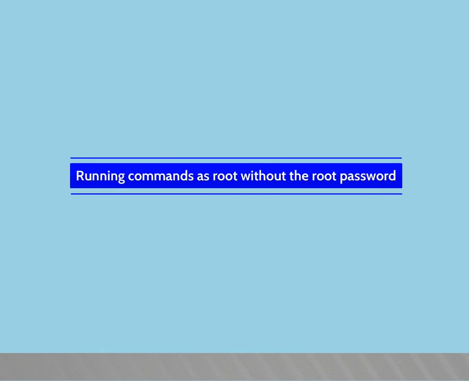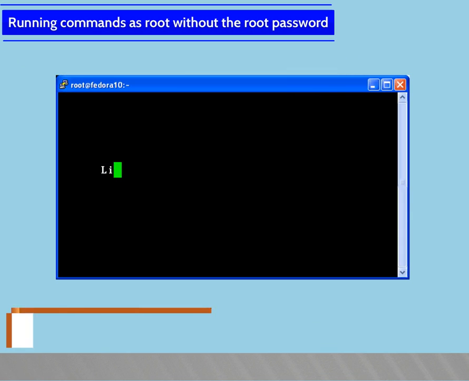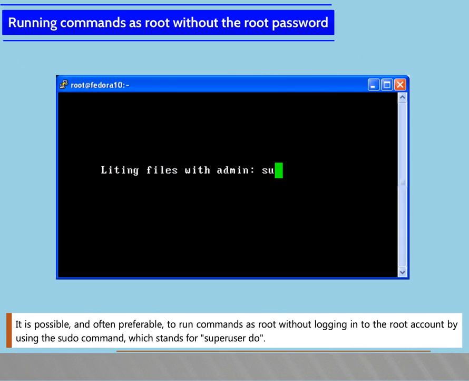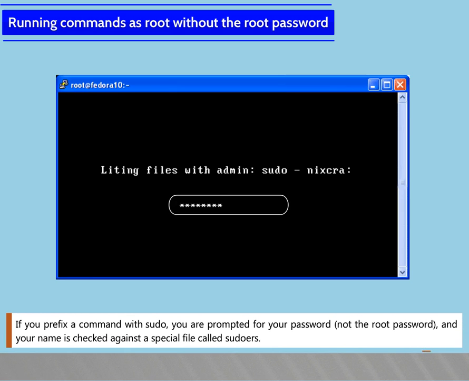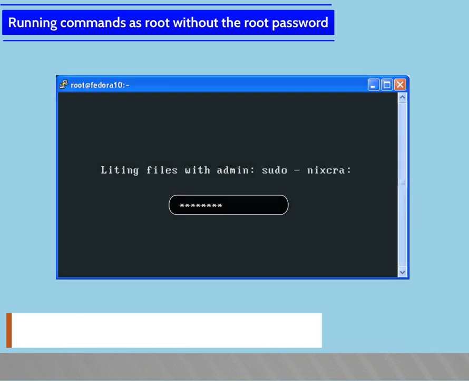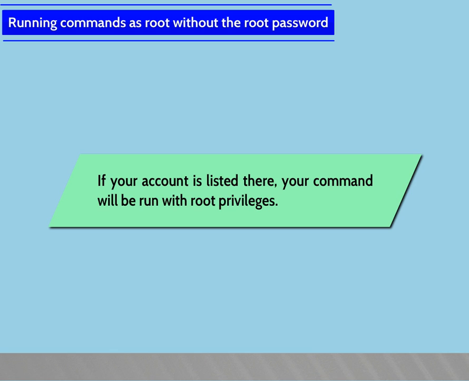Running commands as root without the root password. It is possible and often preferable to run commands as root without logging into the root account by using the sudo command, which stands for superuser do. If you prefix a command with sudo, you are prompted for your password, that is, not the root password, and your name is checked against a special file called sudoers. If your account is listed there, your command will be run with root privileges.